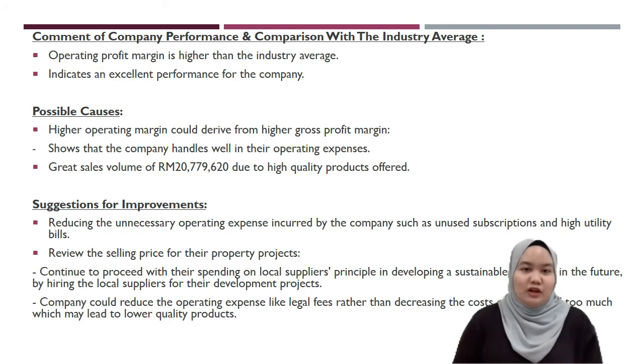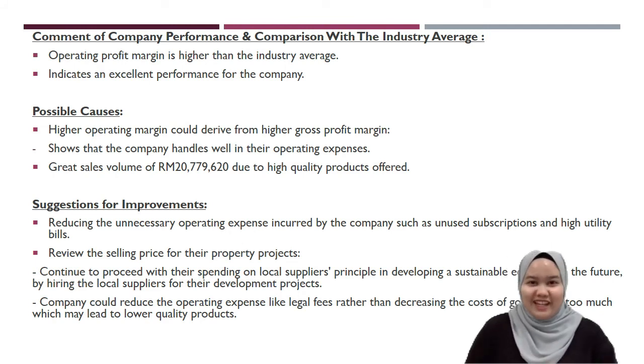This is because the operating profit margin of the company of 236.13% is actually higher than the industry average of 22.32%. So by here, it means that the company is making a higher operating profit compared to the companies in the property industry itself. Okay, next is the possible cause.